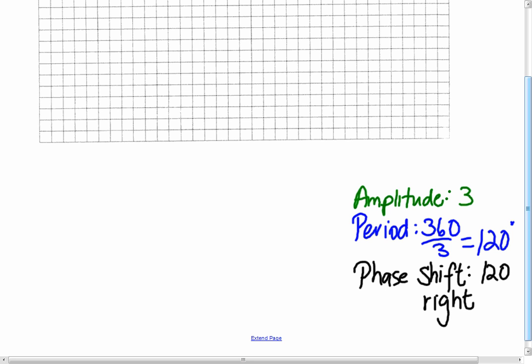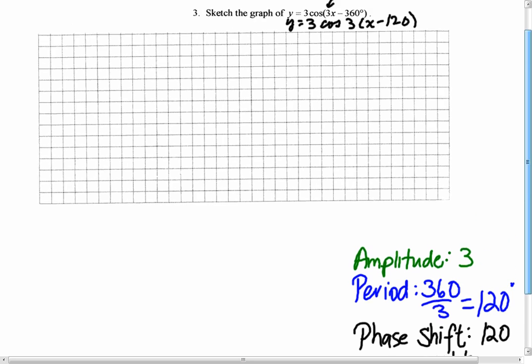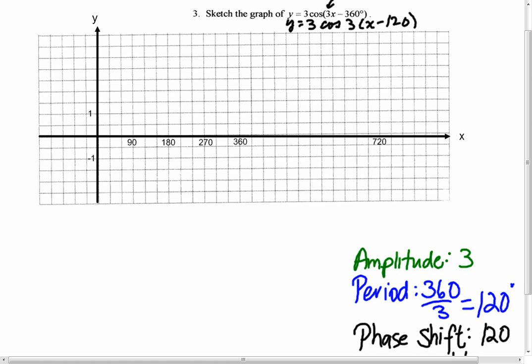All right, let's set up our grid. I'm going to start by drawing a basic cos curve. Cos starts at a high, and it takes 360 degrees to complete the cycle. So we're going to go from a high to a high in 360 degrees, so our low is right in the middle. Zeros, there we are. Let's draw a smooth curve. That would be one cycle for cos.